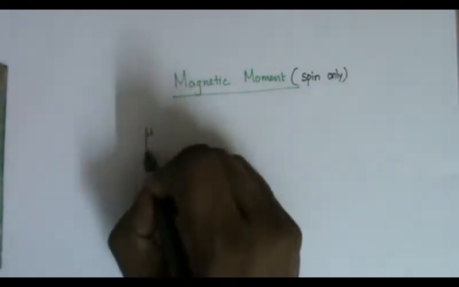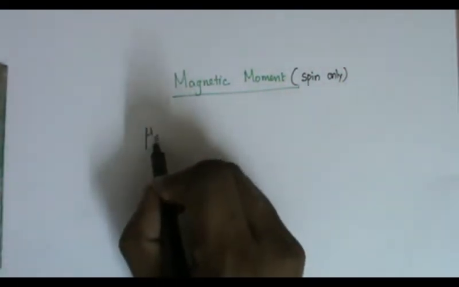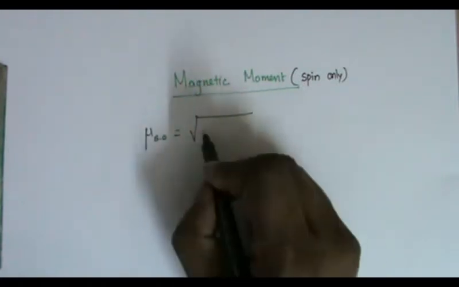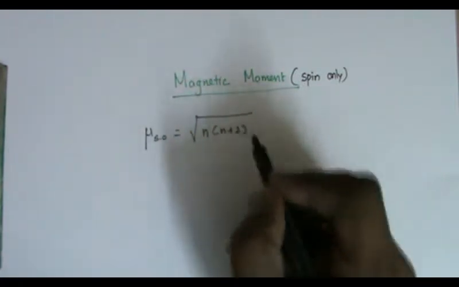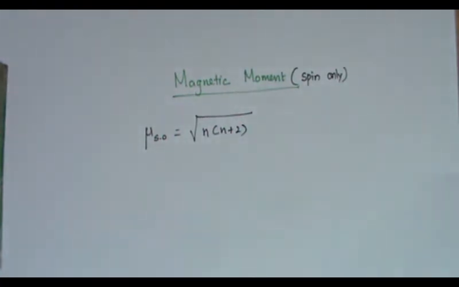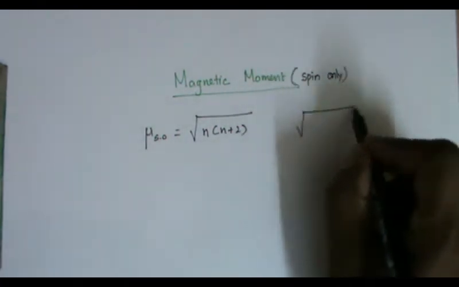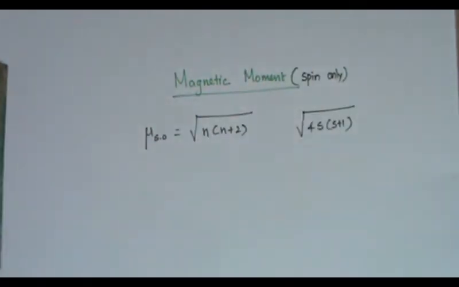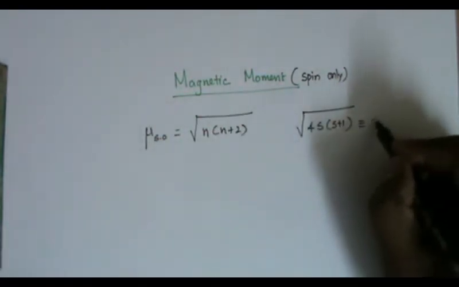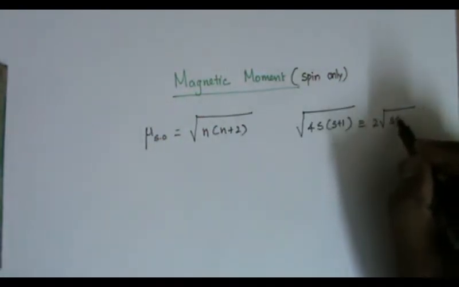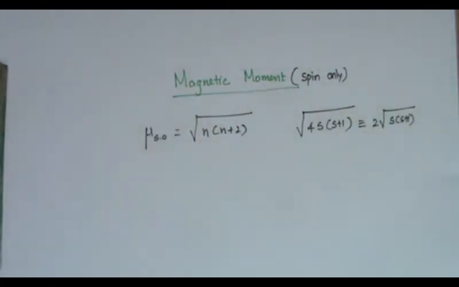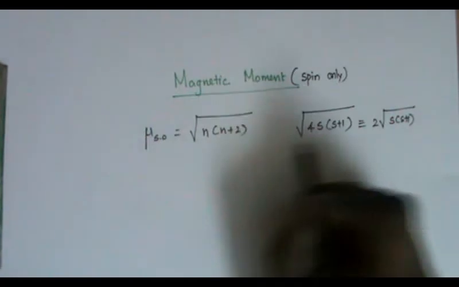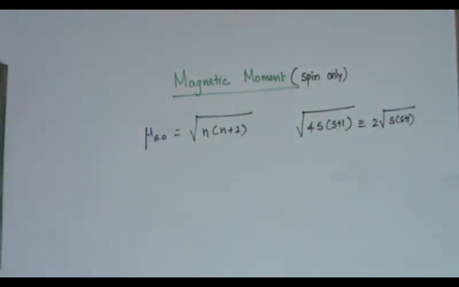That is nothing but the magnetic moment, spin only. It is given by a formula like this: square root of n into n plus 2. Also, it can be given by another formula, that is square root of 4s into s plus 1, which is equivalent to 2 times square root of s into s plus 1. So these two formulas are most common, and generally students follow this: square root of n into n plus 2.